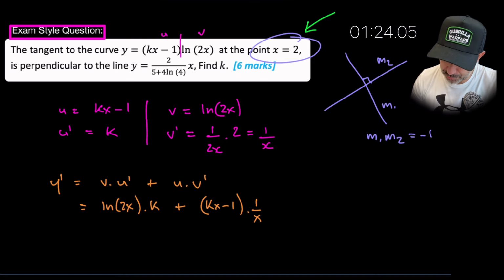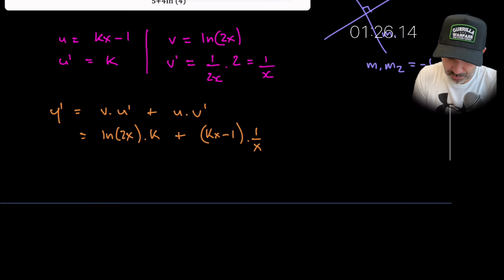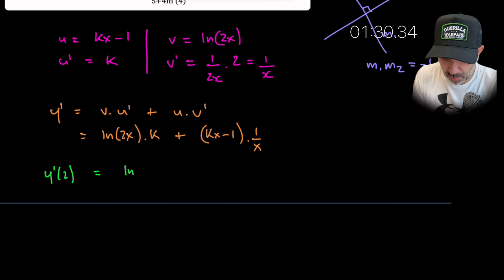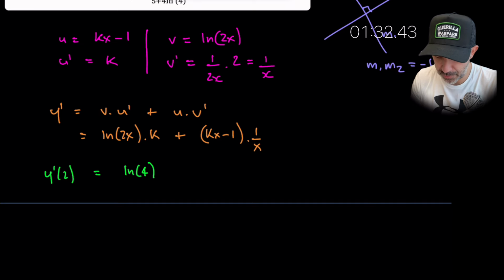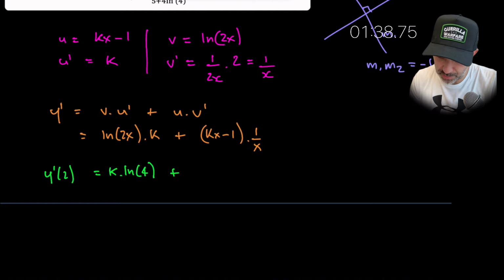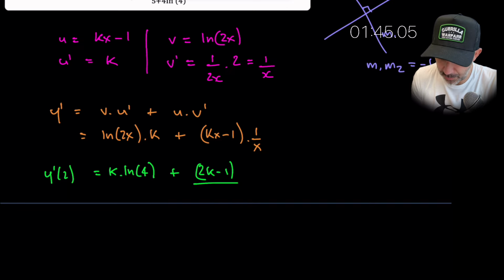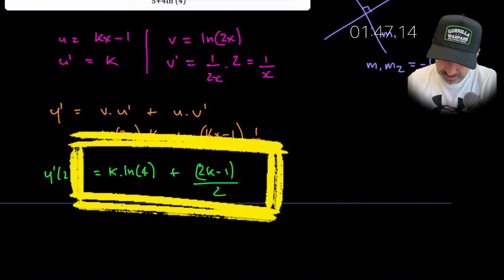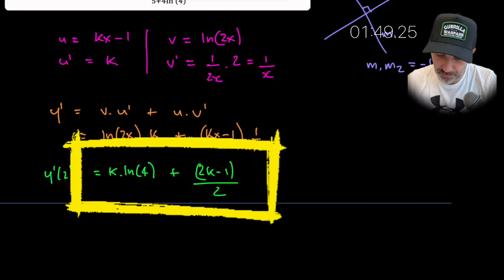So I'm going to just move down here and let's do this in green. So y prime of 2 would be natural log of 4, 2 times 2 is 4, times k. So I'm going to just bring the k to the front, plus 2 times k, so 2k minus 1, 1 over 2. So this is all going to be over 2. Right, so that's the gradient in terms of k after I've substituted 2 in.